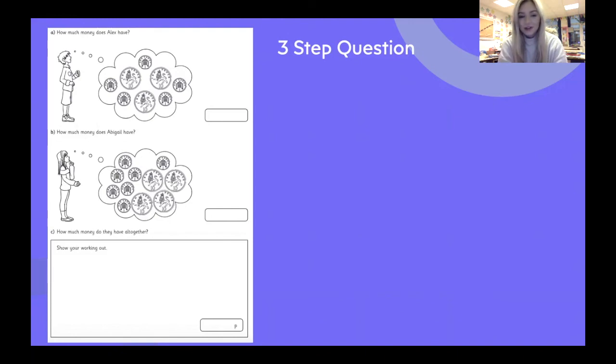Then you're going to move on and add up how much money Abigail has. And just from looking at it, it looks like she has a little bit more than Alex. So you're going to, again, count up in your 10s, count up in your 1s to work out how much she has. Once you've figured out how much they both have, you can then work out the final section of this question, the letter C. How much money do they have together? You can use the column method to do this. You're going to be using addition and the column method to work out that final question.